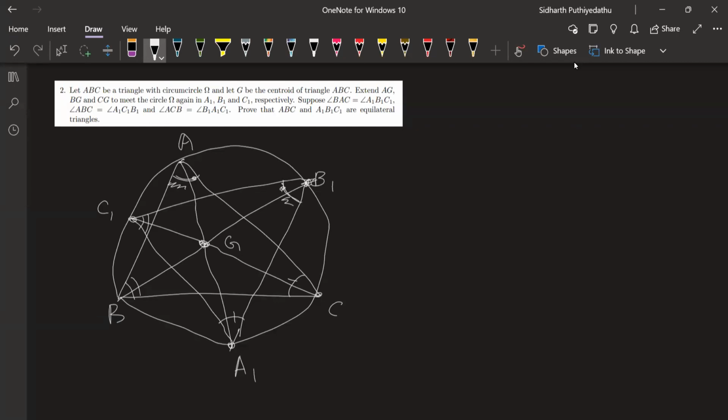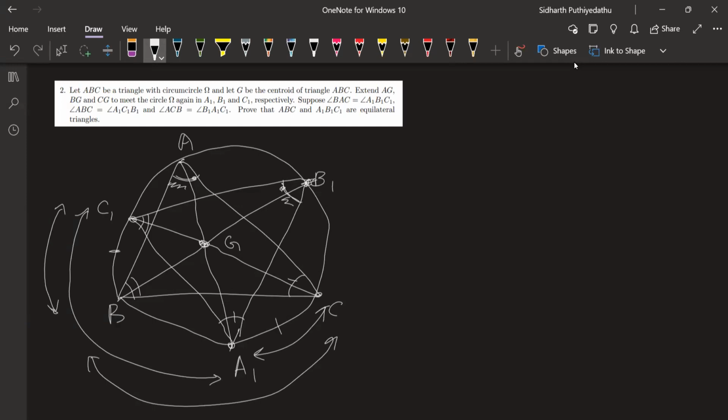An easier way to say this is that A1, B1, C1 equal to BAC. That condition basically says that this arc is the same as this arc. And when we subtract the common bit, we get that this arc is the same as this arc. Because the arc BA1 is common, so we get these two equal arcs. So let's mark that. And similarly, with the fact that angle B1, C1, A1 is equal to ABC, we get that this arc is equal to this arc. Subtracting the common bits, we get that AB1 is equal to A1C.